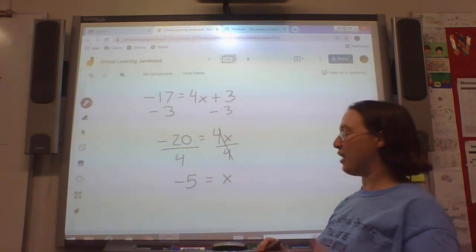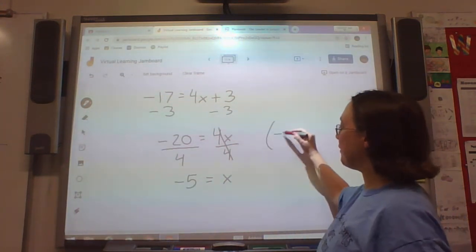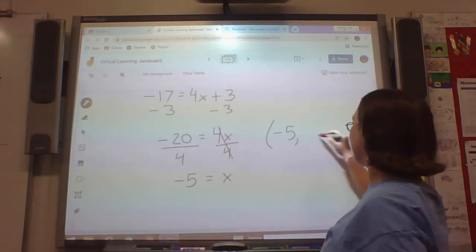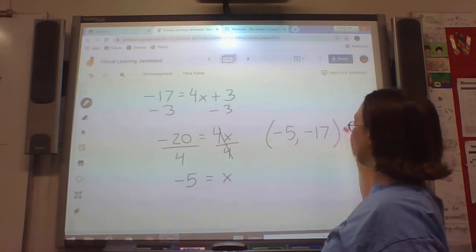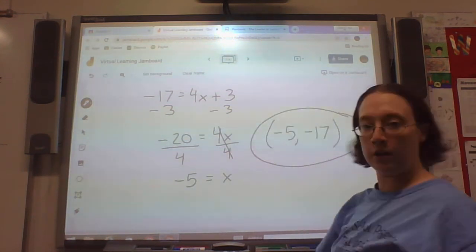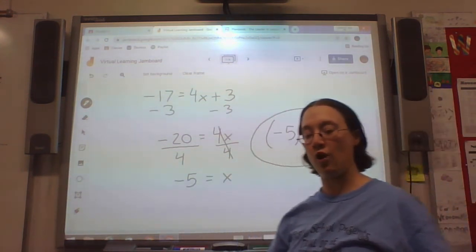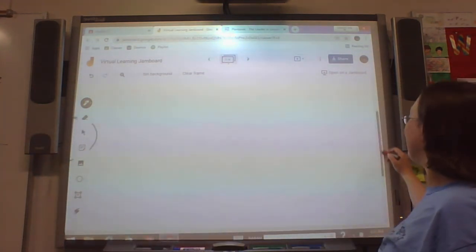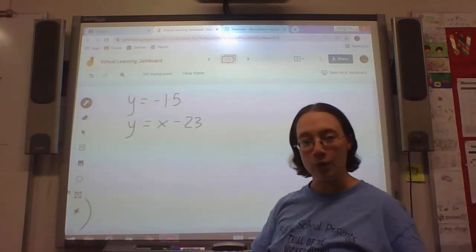And again, we already had y, so we got a point at negative 5. And then y was negative 17. So there's our point. So again, even though we're not graphing these, we're looking for that point where they would be crossing. Let's try one more of those. That's a little bit tricky. Okay, same sort of thing.